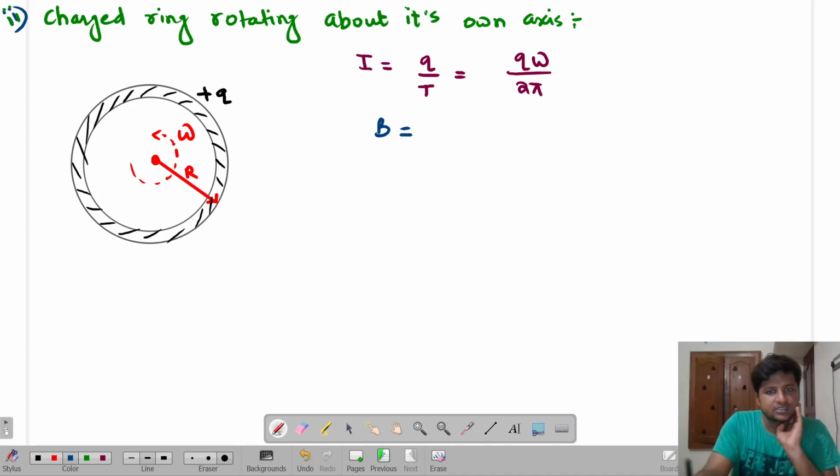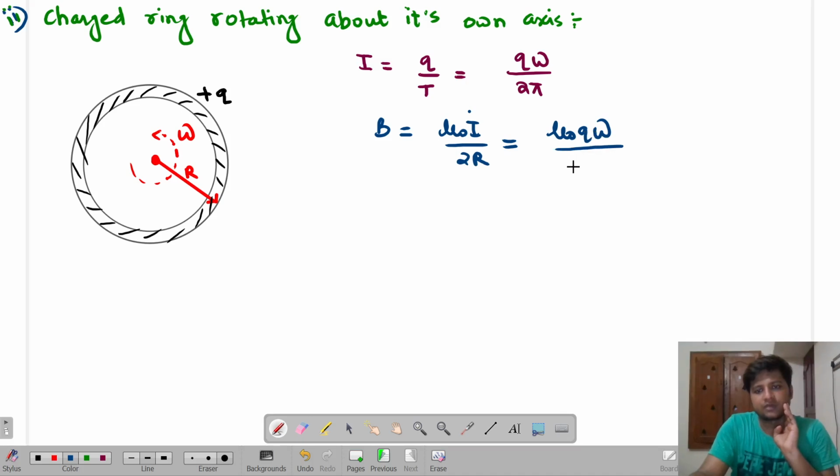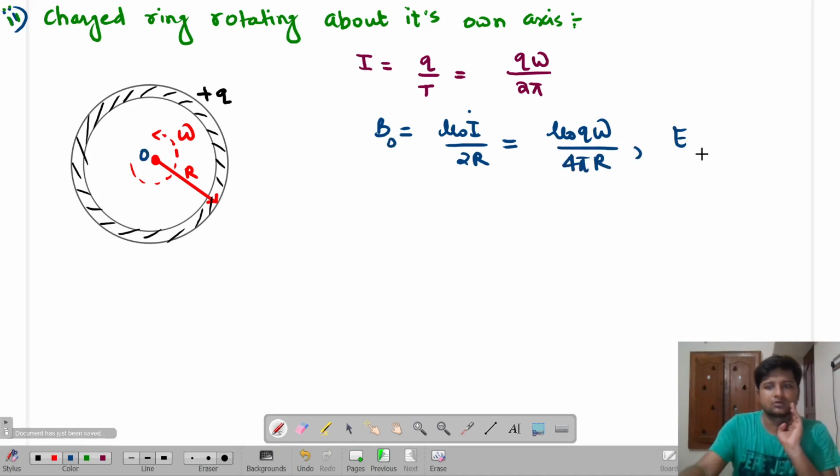So magnetic field is still the same. Mu naught, what was the formula? Mu naught I by 2r, that is mu naught q omega by 4 pi r. While the electric field at the center is how much? Zero. Because for the ring, all the electric field cancels each other, isn't it?